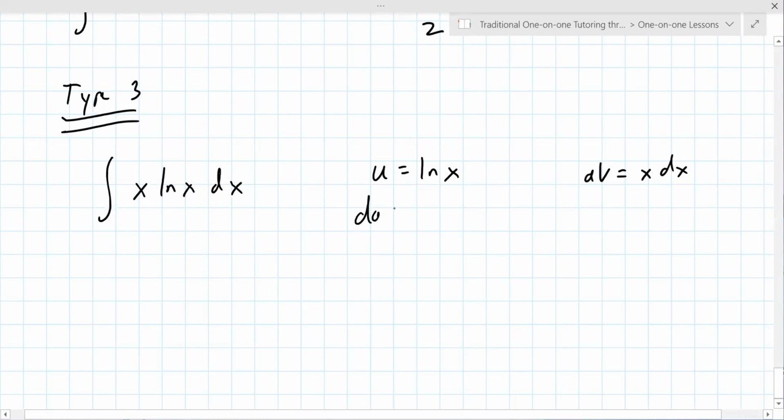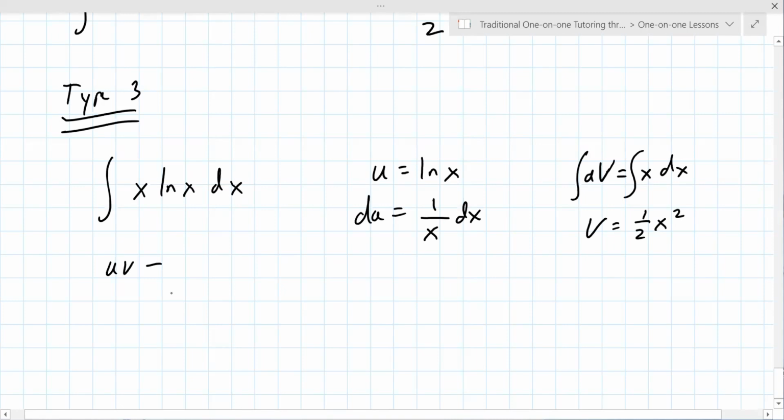So now what is du? What is the derivative of natural log of x? The derivative is 1 over x dx. And v is the integral of x dx, which is 1/2 x squared. So you're integrating, not taking the derivative.